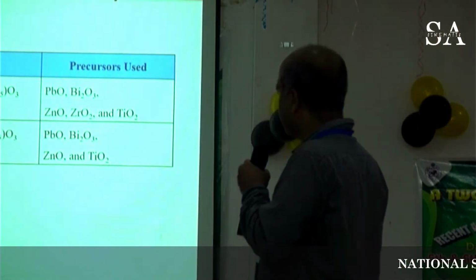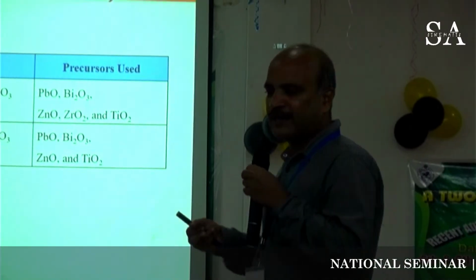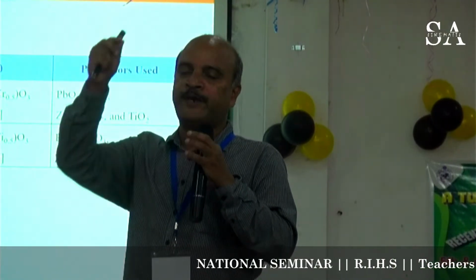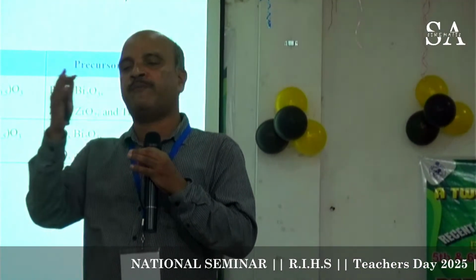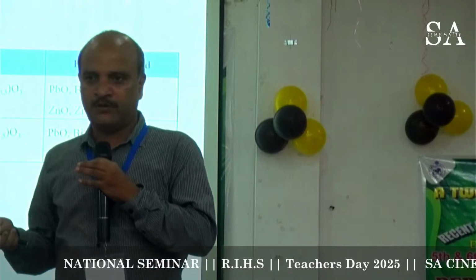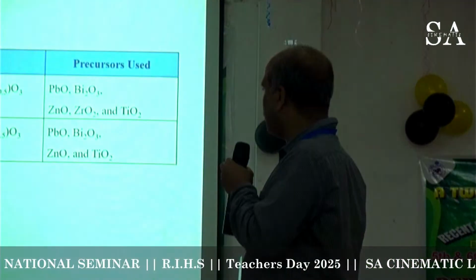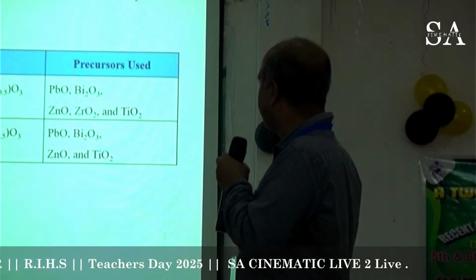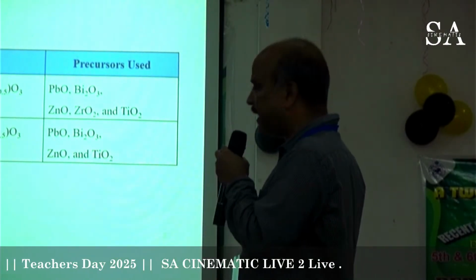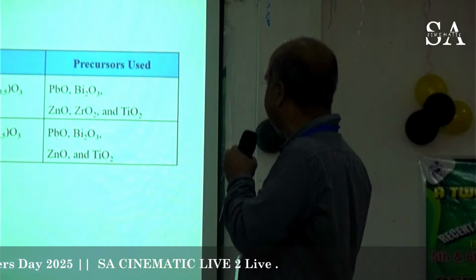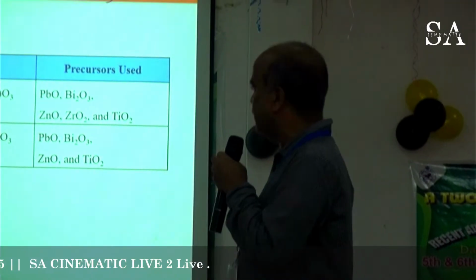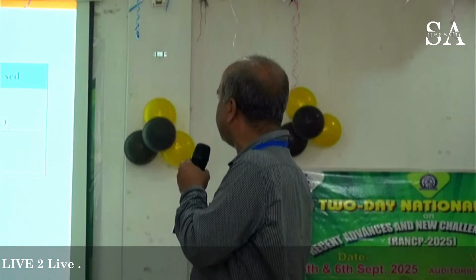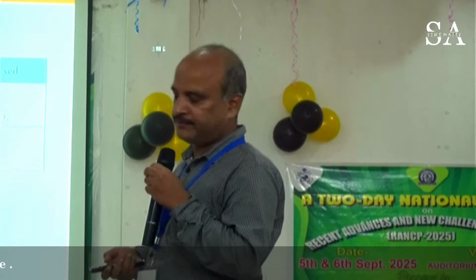So this is the sample preparation. Yesterday, I think a colleague showed you a good pictorial representation of how ceramic samples are prepared. Here I have two materials. For the preparation of the first ceramic, the raw materials are lead oxide, bismuth oxide, zinc oxide, silicon oxide, and titanium oxide. For the second group, I am using lead oxide, bismuth oxide, and zinc oxide, where instead of bismuth I am using zinc oxide. Next.